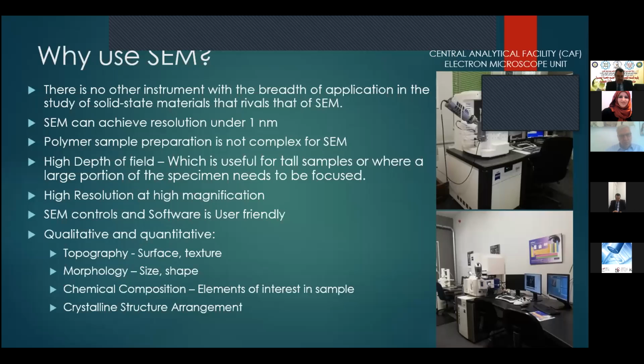Then chemical composition is usually what we're interested in when we're trying to analyze our sample. So we are interested in what the elements are within our sample, and we also want to identify whether some of the samples have been contaminated, or whether elements that we were trying to introduce into the sample are there or are missing. So that's also very useful too. And then finally, crystalline structure arrangement, to view our sample and to make sure that what we are hoping to see is actually there. Okay, next slide.